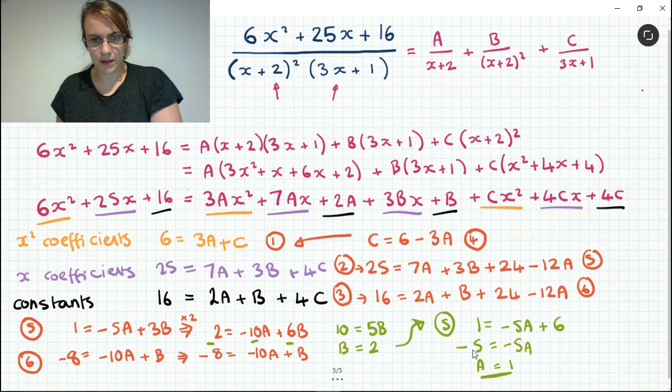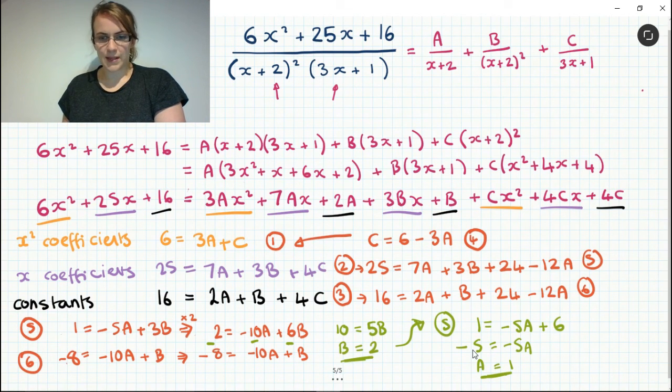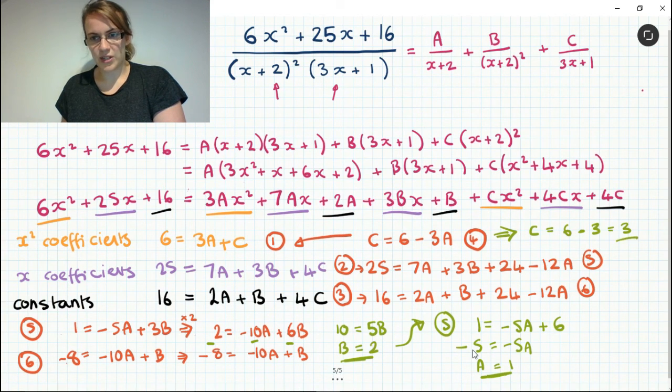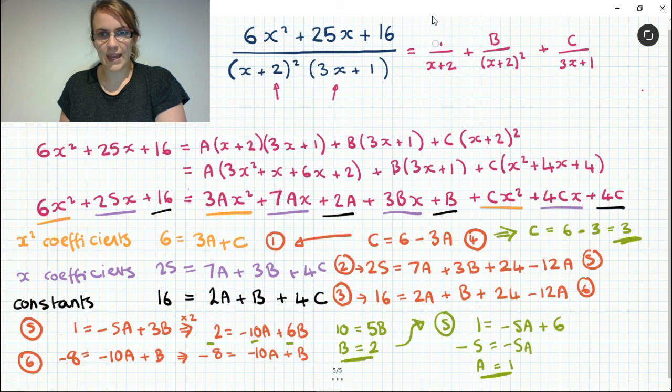So I've got my b value, I've got my a value, so all that's left to find is my c value. And luckily I've got a nice equation up here which tells me that c equals 6 minus 3a, and a is 1, so 6 minus 3, which is 3. So now I have everything I need. I know that a is 1, b is 2, and c is 3.